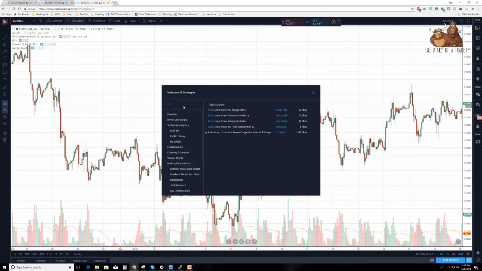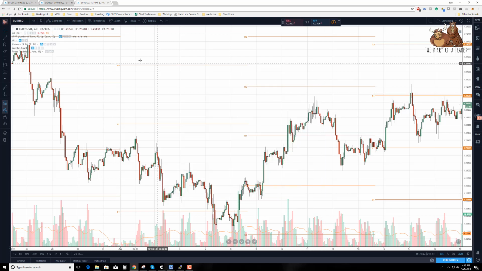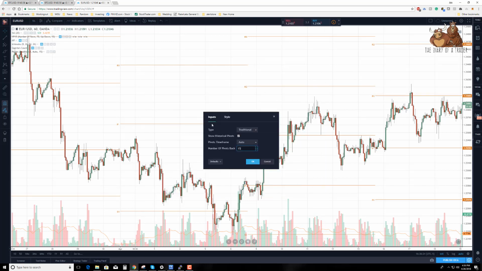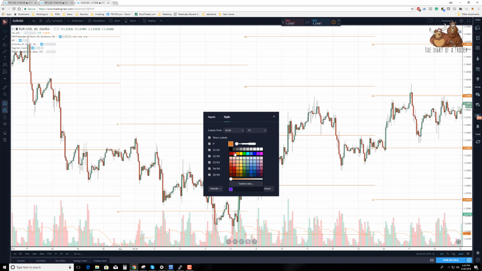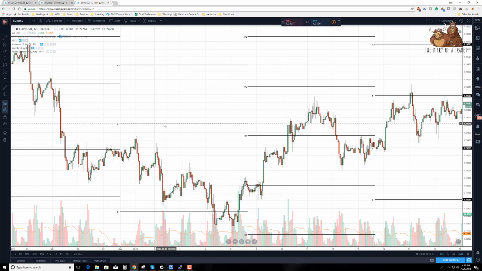But if you've never used pivots and we're using TradingView, we go to indicators and then we just type in pivot, and we want the standard version. And that will put it on our screen. Now personally, I like to change the color to black and then thicken the lines just a tad. And there we have our pivots.